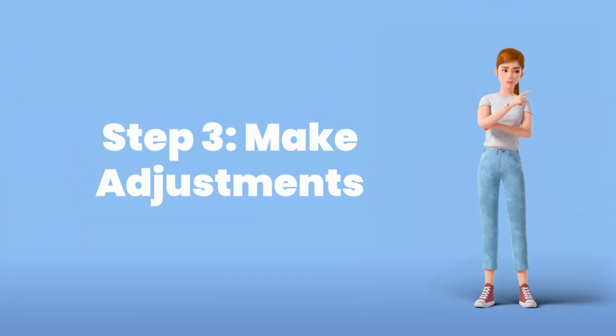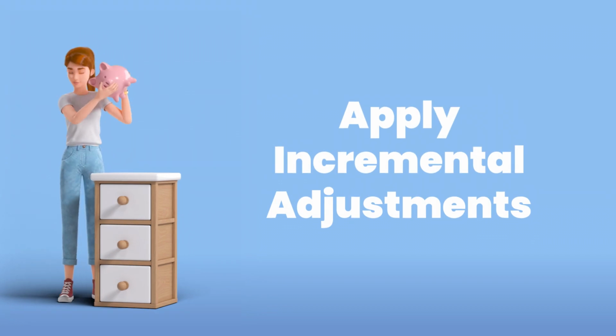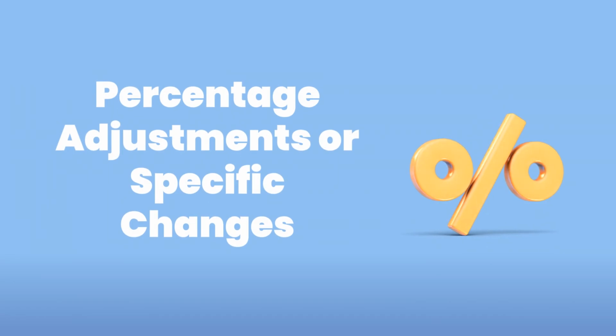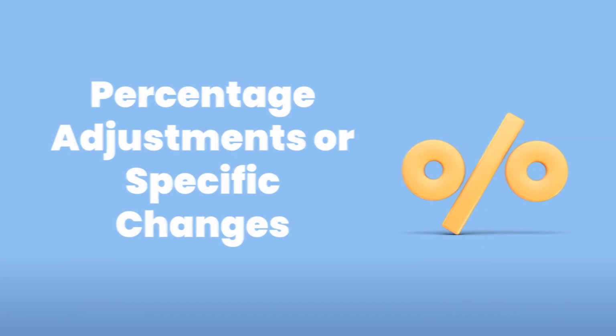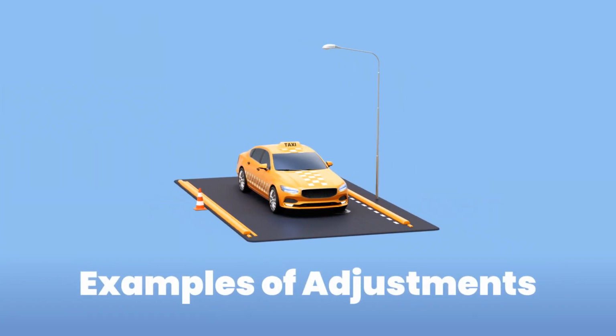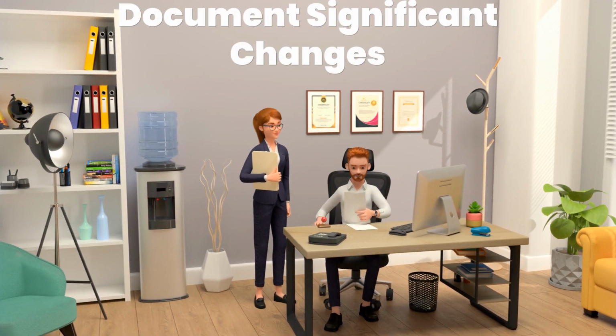Step 3. Make incremental adjustments. Apply small, incremental adjustments to each budget line. This might be a percentage increase, decrease, or specific changes to categories. For example, increase transportation by 5% for gas, or decrease entertainment by 10%. Justify and document any significant changes.